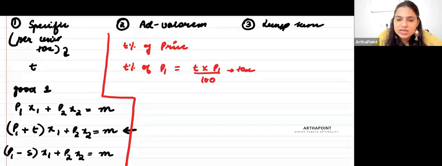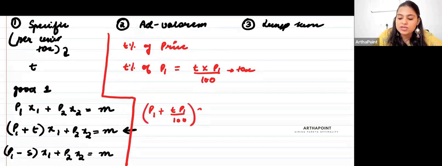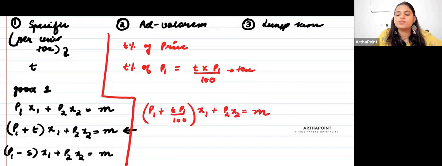So price will increase by the amount of tax. What will be the new price? P1 plus P times P1 by 100. This is the new price. (P1 plus P P1/100) X1 plus P2 X2 is equal to M. This will be your new budget line. Instead of writing P1, you will increase the price by this amount.